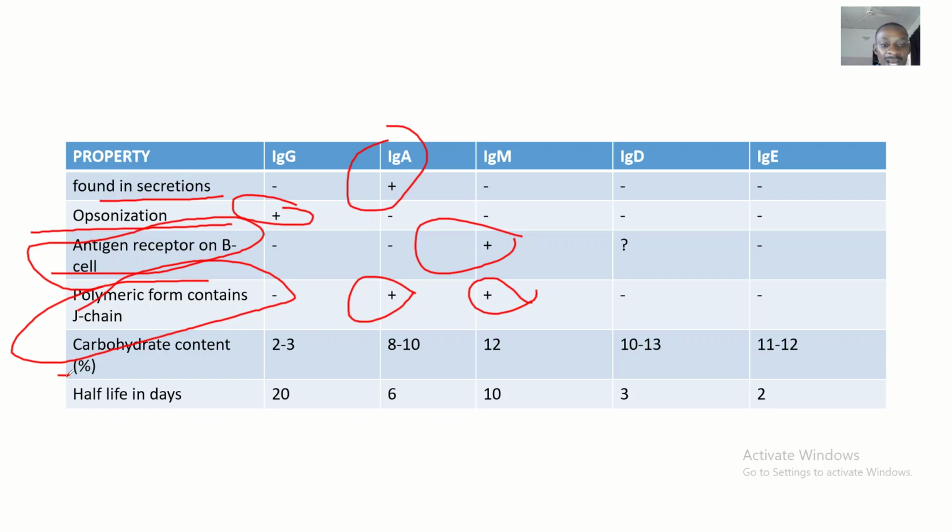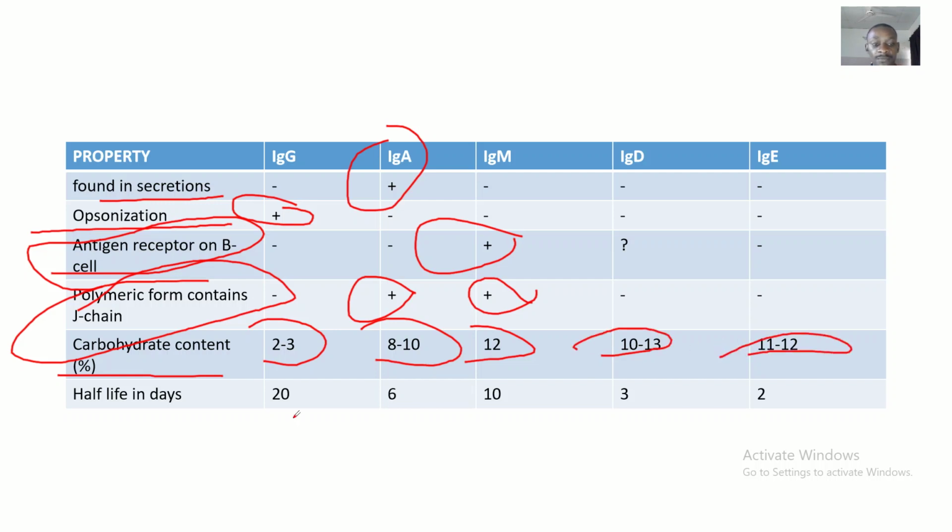Then how about carbohydrate composition? That's in percentage. Immunoglobulin G has 2 to 3%. Immunoglobulin A has 8 to 10%. Immunoglobulin M has 12%. Immunoglobulin D has 10 to 13%. Immunoglobulin E has 11 to 12%.